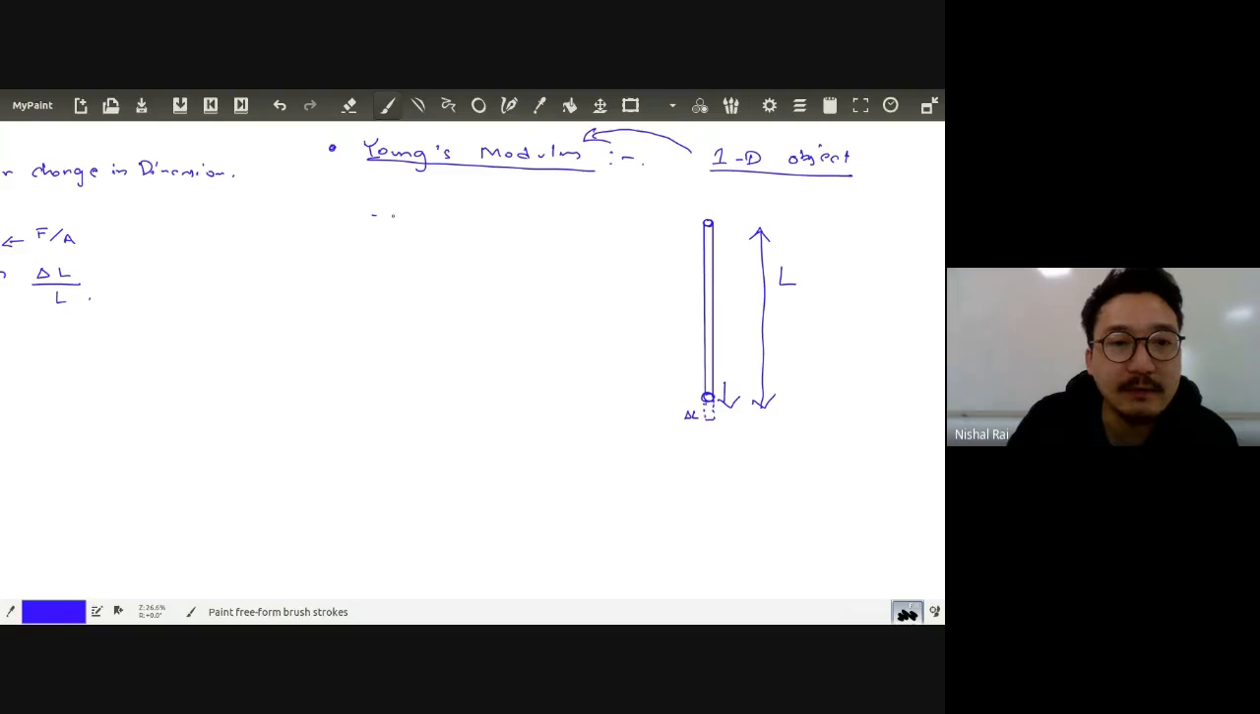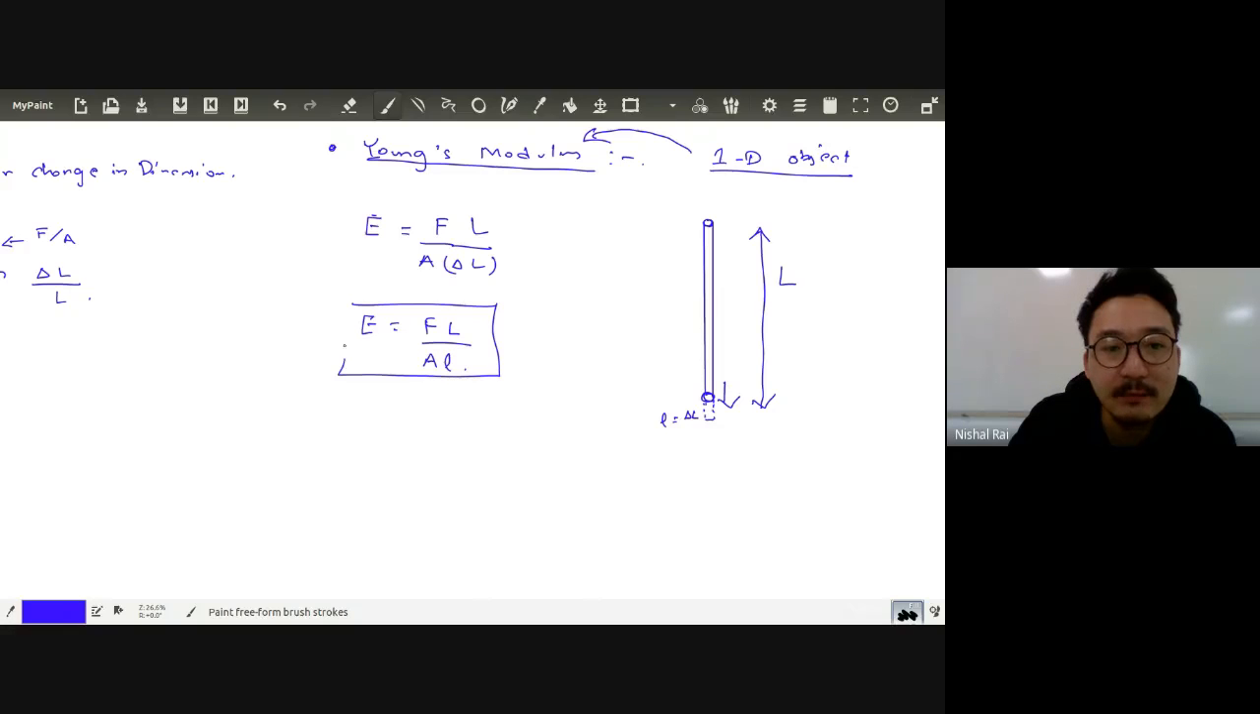Now Young's modulus is given by E, which is basically what? Stress was force per unit area. What was strain? It was change in length to its original length. Clear? Should I write it delta L or L? Let's write it L so it will be easier for you all to see. E equals F L by A times L, where L is the change in length. Clear? Is it clear? Yes, sir.